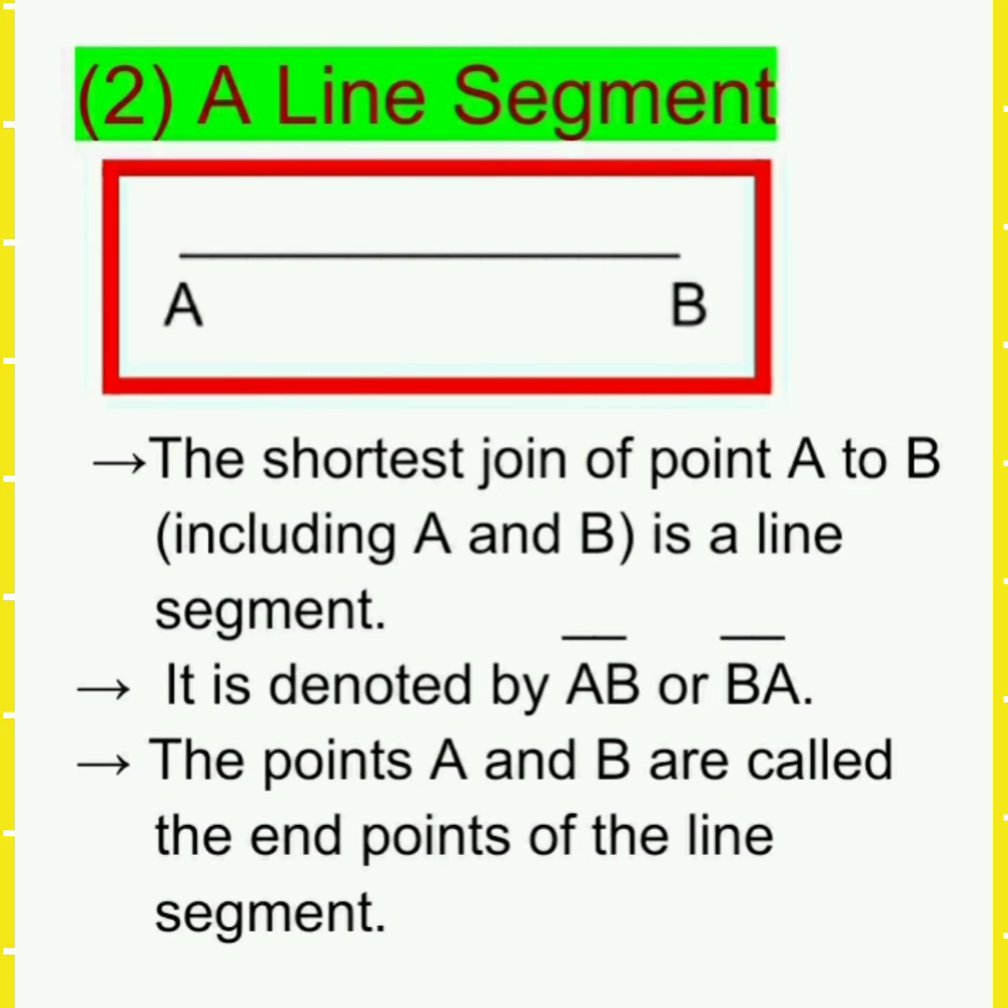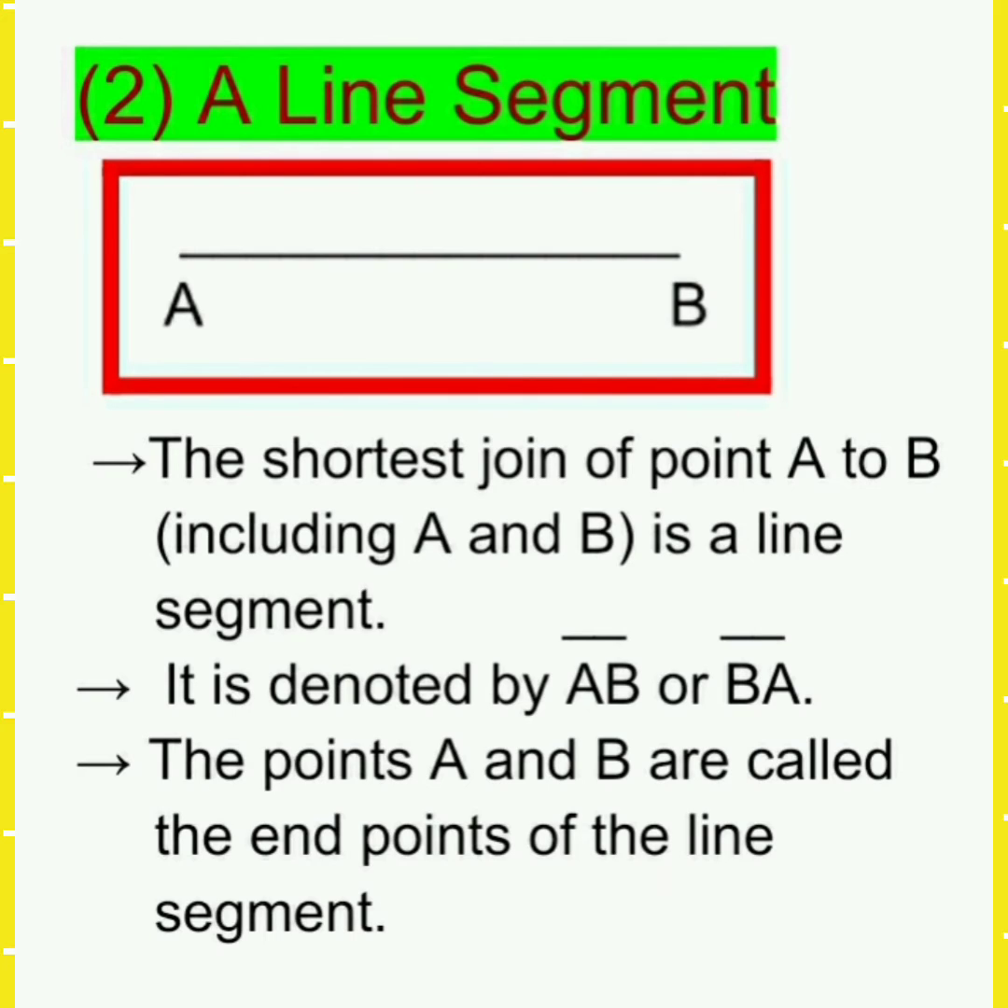Mark any 2 points A and B on a sheet of paper and try to connect A to B by all possible ways. Now what is the shortest route from A to B? The straight line joining A and B will be the shortest route. So this shortest join of point A to B is a line segment.